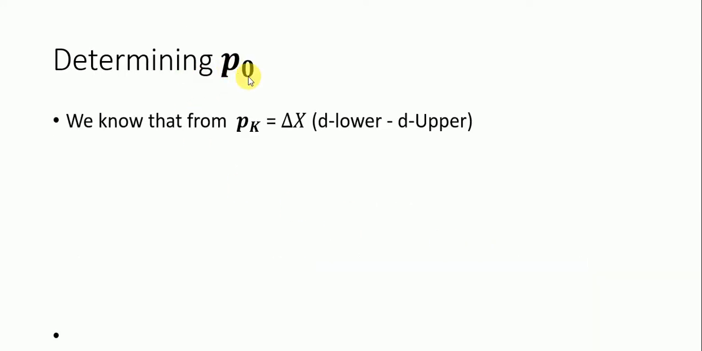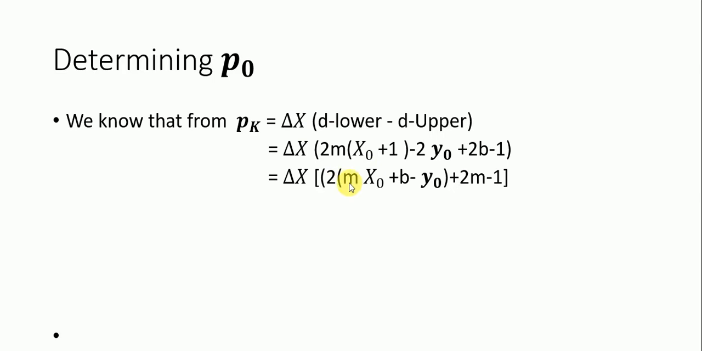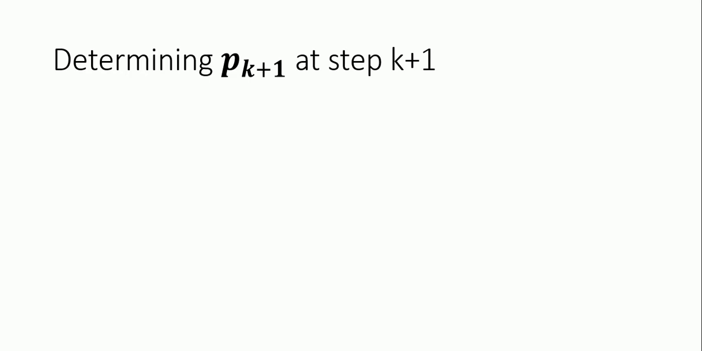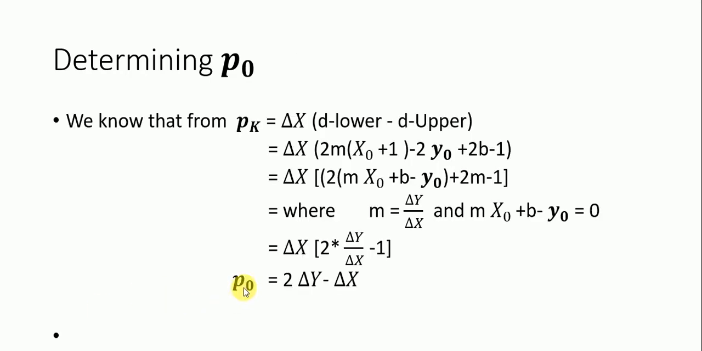Then we have seen that we need to derive p naught, the first part of the algorithm. We have seen that pk equals delta x into d lower minus d upper, in the previous slide. So substituting the values of d lower minus d upper that we derived in the previous slides, and taking this 2 as common, when it is 0, x naught plus b minus y naught becomes 0, and m equals delta y by delta x. By substituting this, 2 into delta x into 2 into delta y by delta x minus 1, so p naught equals 2 into delta y minus delta x. That is the first part of the algorithm we have derived.